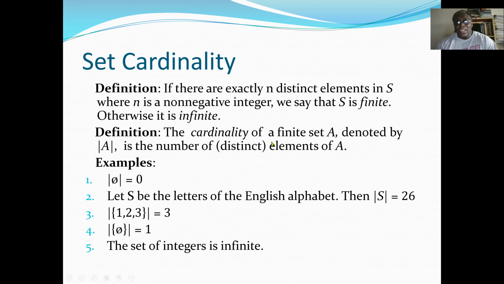So the cardinality of a finite set, which is normally denoted by |A|, is the number of distinct elements of A. For example, the cardinality of the empty set is 0. Let S be the letters of the English alphabet, then |S| is 26, because we have 26 alphabet letters. Now if I have {1, 2, 3}, the cardinality is 3, and for {0}, it is 1.